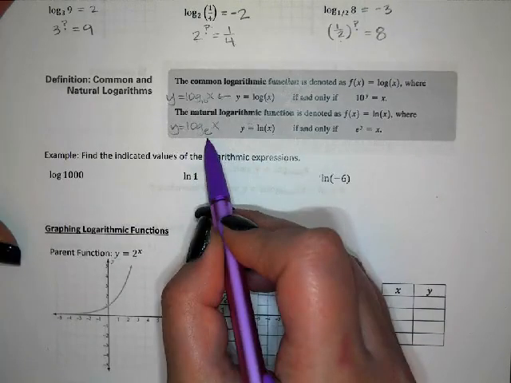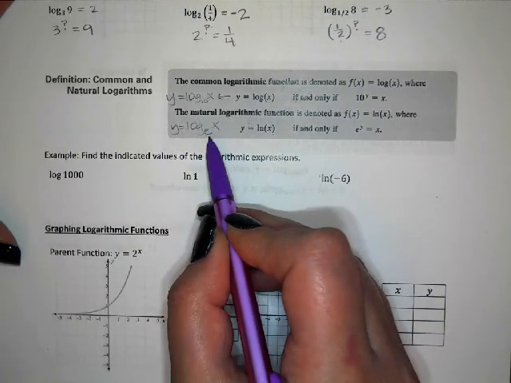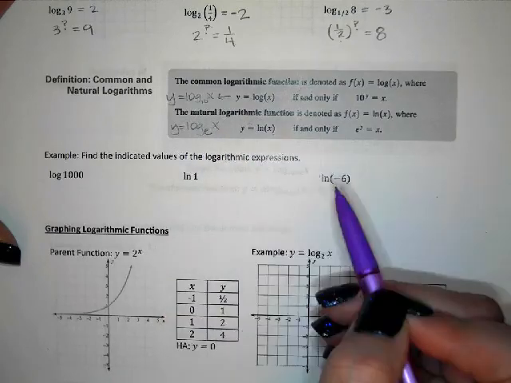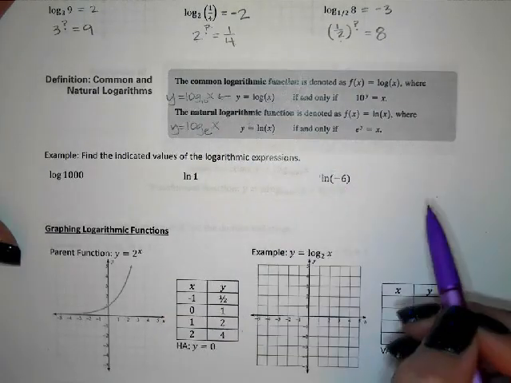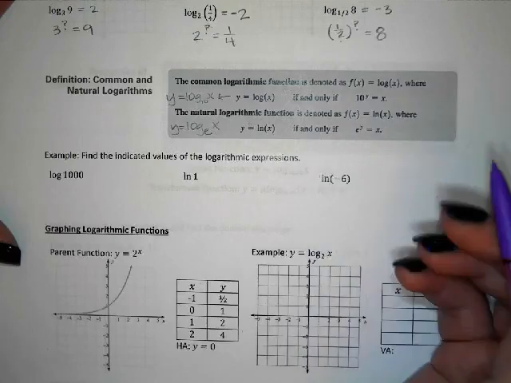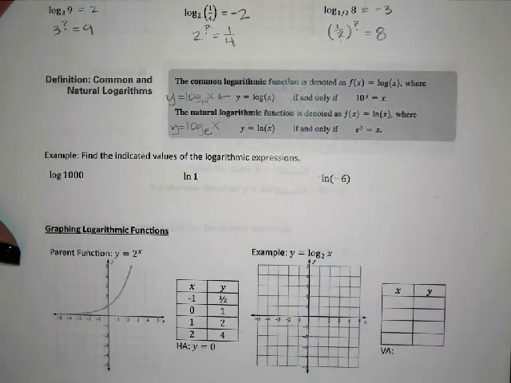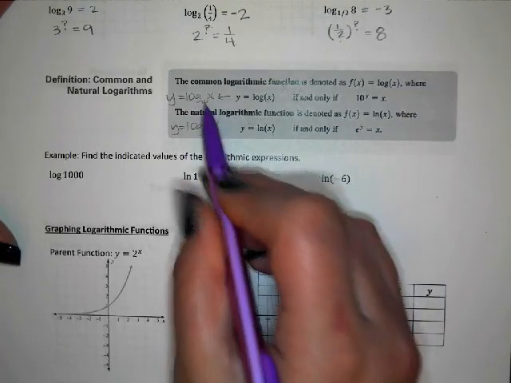This one is using Euler's number, 2.7. They call that the natural logarithm, and I'm not sure why. ln, maybe it has something to do with Latin, who knows. So these are 2 things to keep in mind.